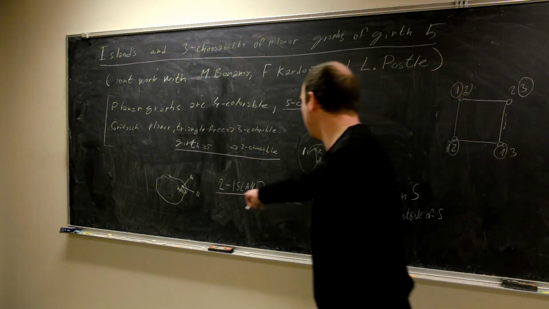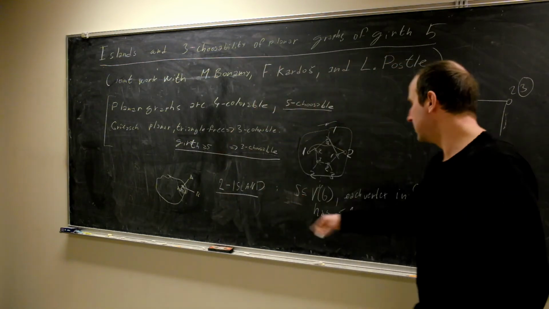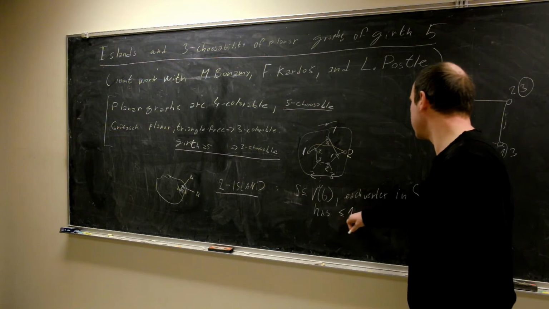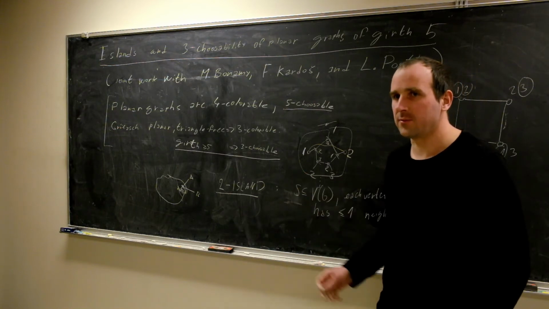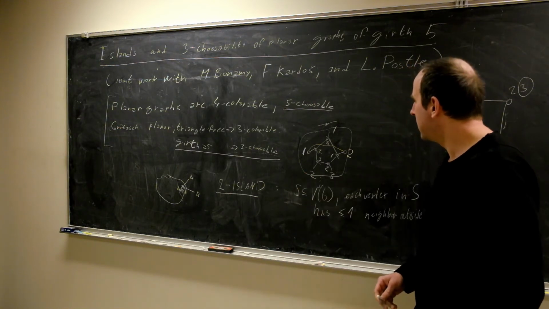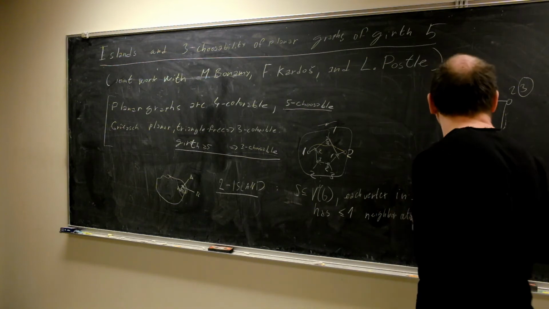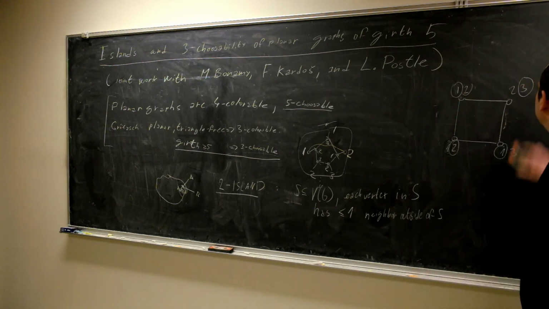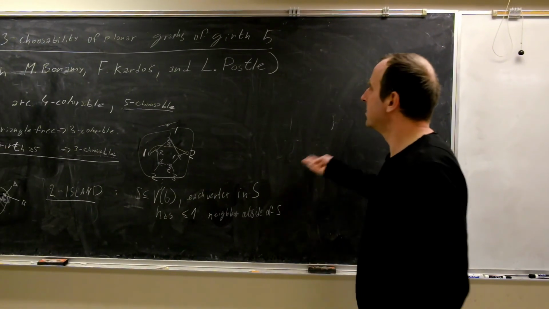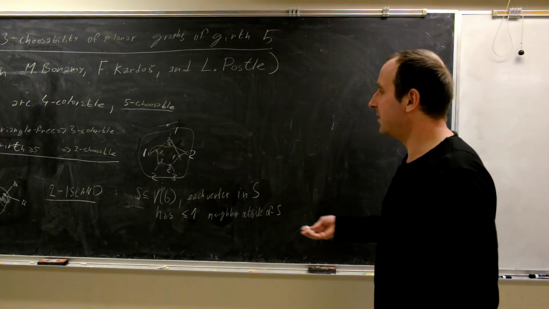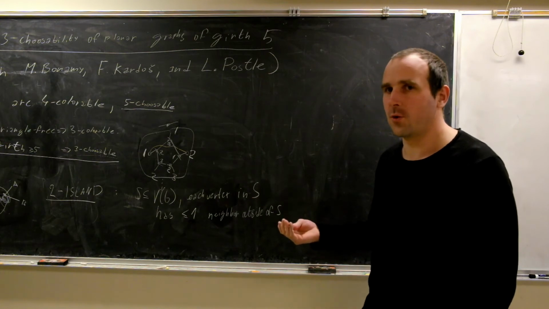And in general, a K-island would be such a set where each vertex has less than K neighbors outside. So the first question that we will consider is whether in planar graphs of girth 5 we have small two-islands.